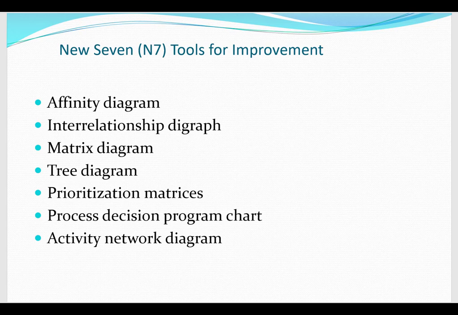Your book also talks about the managerial tools. Those are the new 7 tools of quality improvement: affinity diagrams, interrelationship diagrams, matrix diagrams, tree diagrams, prioritization matrices, process decision program chart, and activity network diagram. I'm not going to go through all of these, but the remainder of these slides essentially take you through that and a couple more.